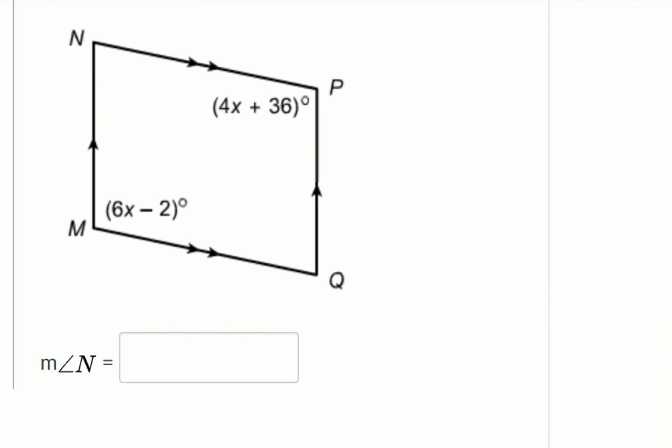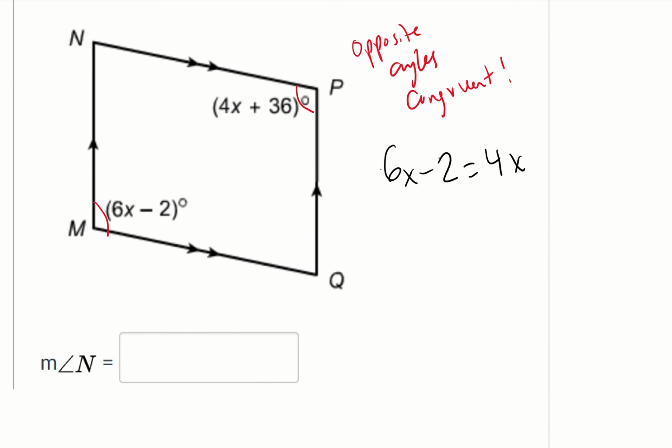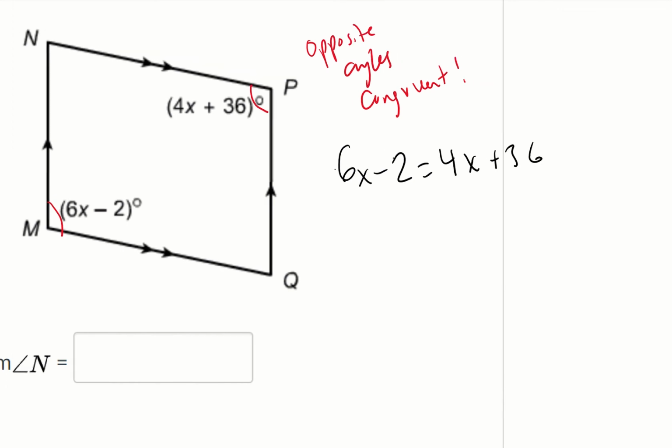All right, for this next question, we have another parallelogram, and they want us to find the measure of angle n. Now, in order to do that, we need to figure out what x is. So looking at these two angles, we know that those two angles have to be congruent because we know opposite angles are congruent in a parallelogram. So opposite angles are congruent, which means we can set those equal to each other. So let's set those equal to each other and solve.